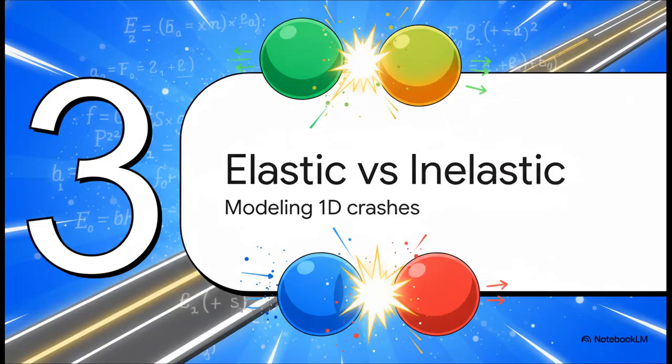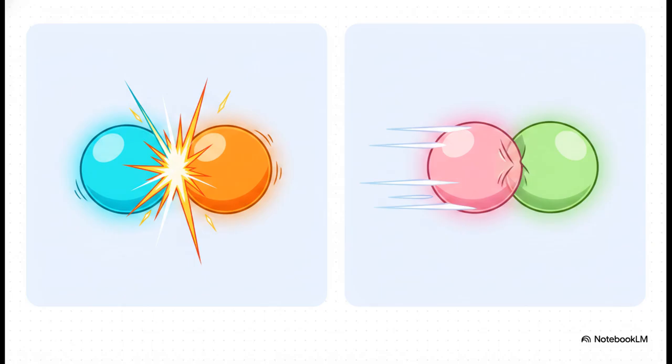Which brings us to the main event, Section 3, Elastic versus Inelastic Collisions. It's time to start modeling 1D crashes. And this brilliantly illustrates the conceptual divide we're dealing with. In an elastic collision, objects smash into each other and dramatically bounce apart. But in an inelastic collision, they crash, stick together, and keep moving forward as one big mass, kind of like two freight train cars coupling together on the tracks.